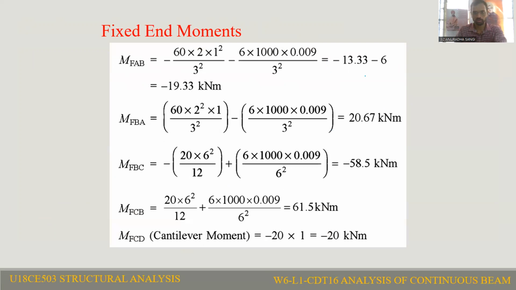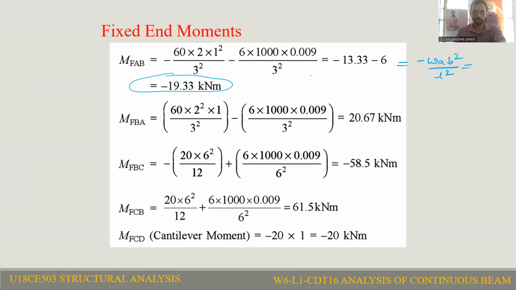For an eccentric point load, the fixed moment formula is minus W A B square by L square. This is the well-known formula to you. You have already learned this formula in the past two units, as well as we are using this same formula for the second unit also. So that is minus W A B square by L square.